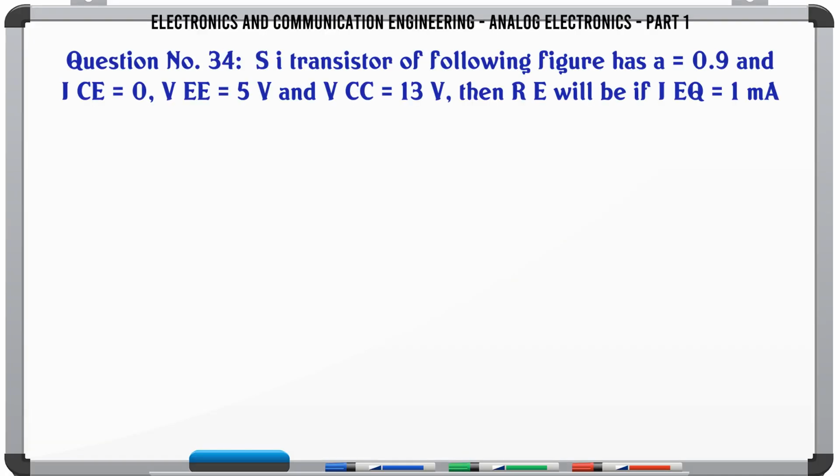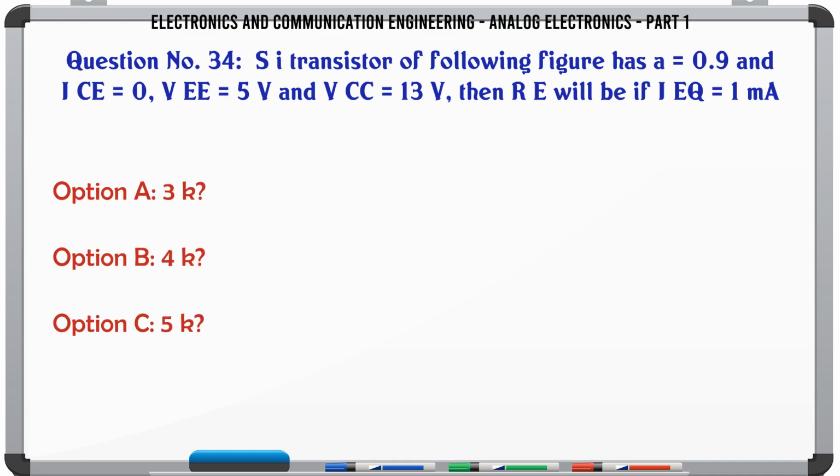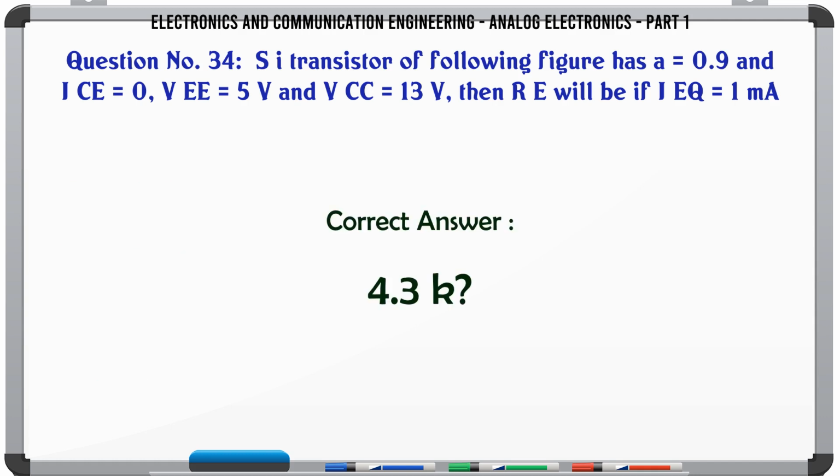Si transistor of the following figure has alpha 0.9 and ICEO 0, VEE 5 V and VCC 13 V. Then RE will be, if IEQ is 1 mA, A. 3K, B. 4K, C. 5K, D. 4.3K. The correct answer is 4.3K.